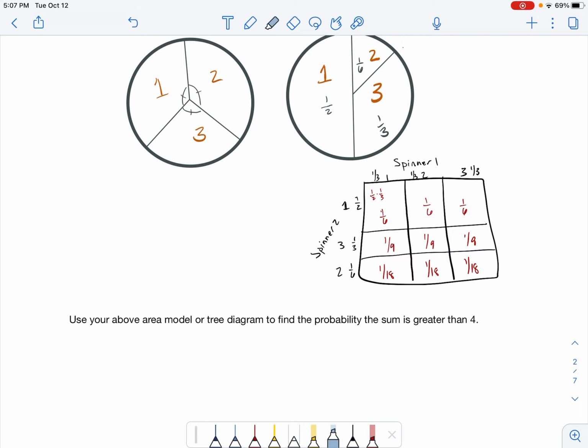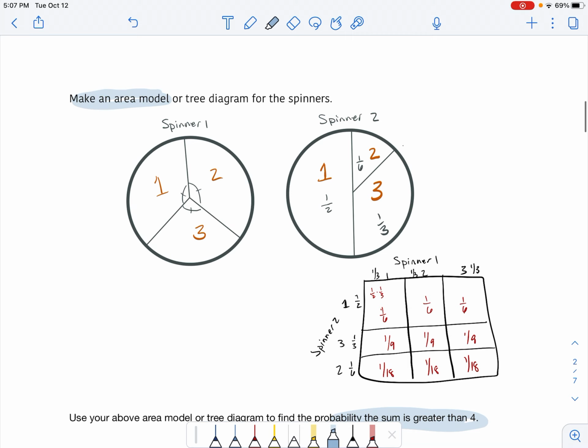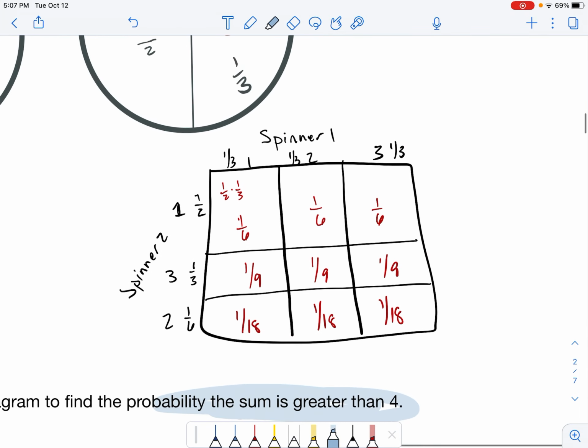And then it asks me to find the probability that the sum is greater than 4. Well, if I'm adding these numbers together, let's see, if I get a 1 and a 1 here, that's going to make a sum of 2. A 1 on spinner 2 and a 2 is going to be 3. So I'm just putting what the sum is. 3 plus 2 is 5. 3 plus 3 is 6. 2 plus 1. Again, I'm adding my outcomes here and just marking it in the upper right-hand corner.